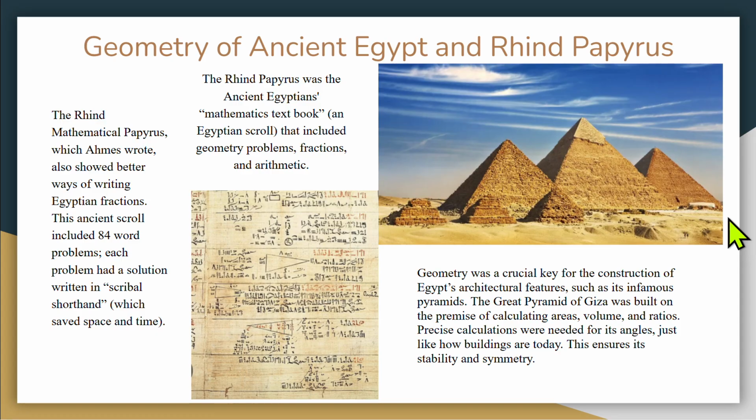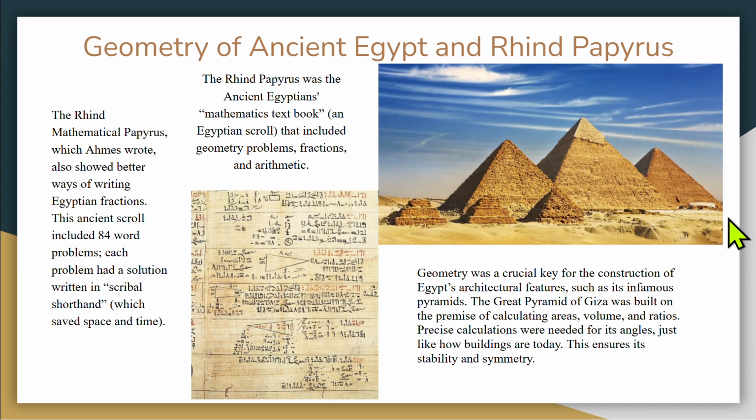The Rhind Papyrus was the ancient Egyptians' mathematics textbook, so like an Egyptian scroll. This included geometry problems, fractions, and arithmetic, and even sayings for their daily life and just rules that they abided by.